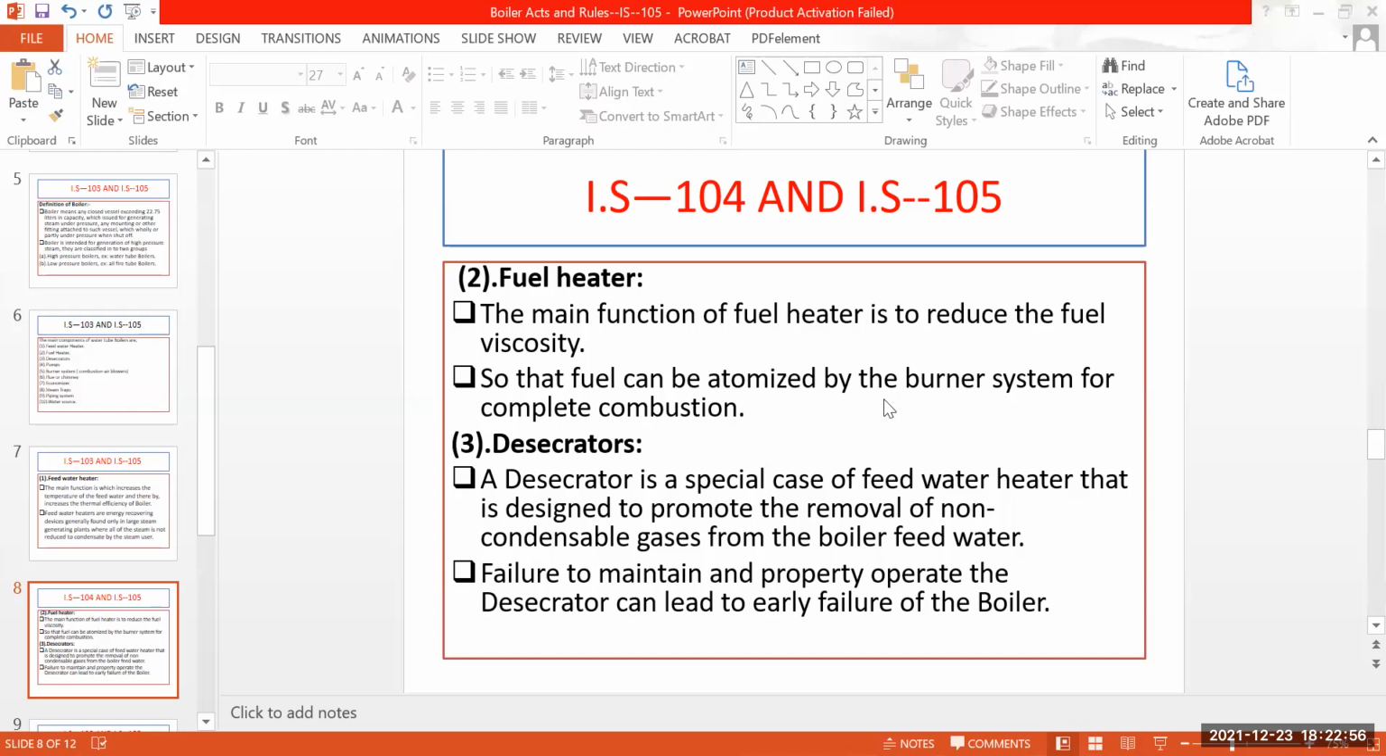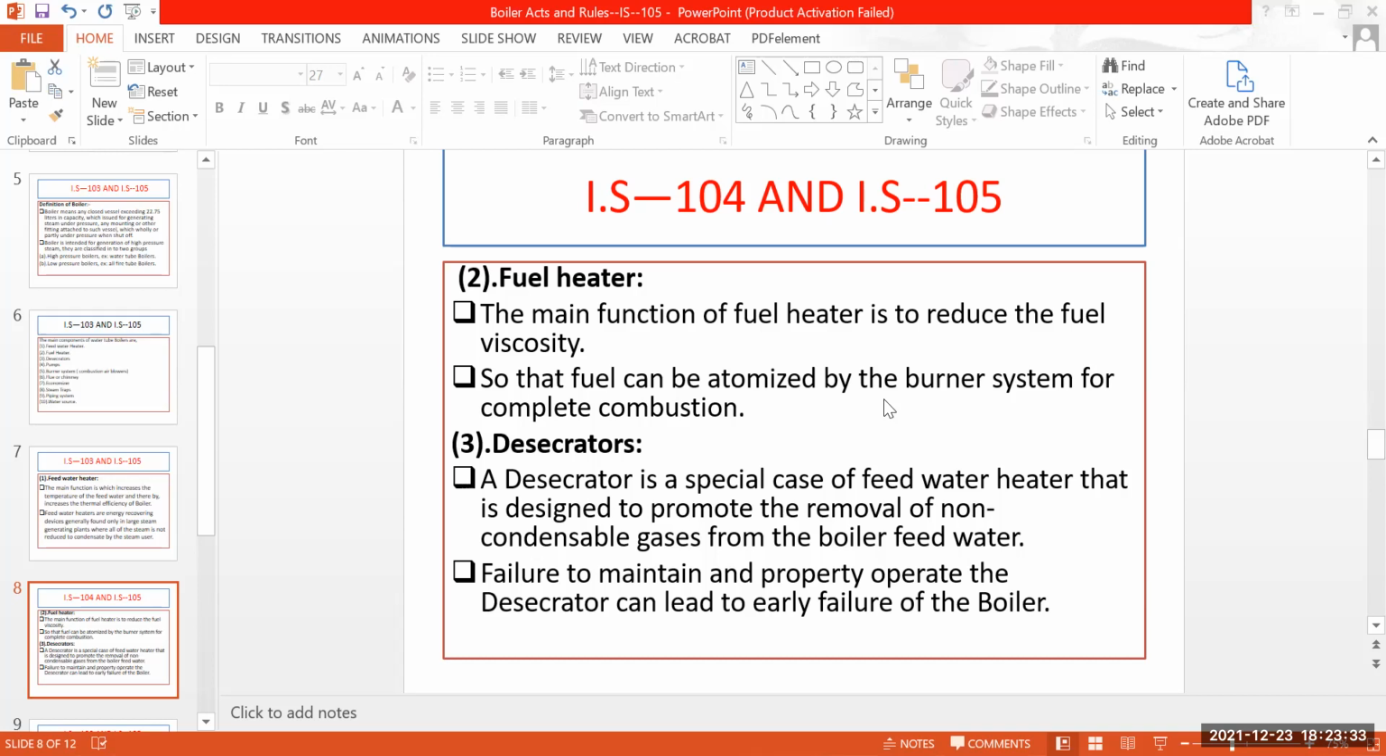And the fuel can be atomized by the burner system for complete combustion, the fuel heater. Combustion. Do I need to say what combustion is also? I don't think so. Everyone knows what combustion is.